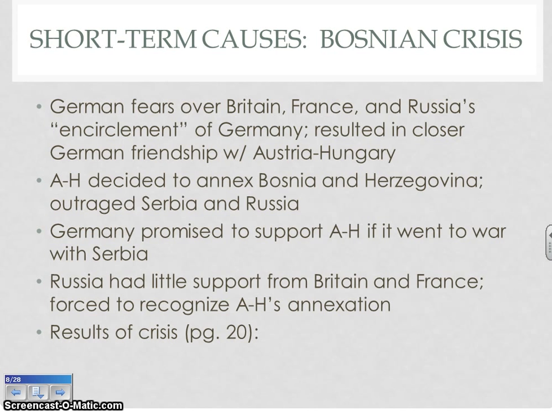Plus, the Germans had fears over Russia joining up with Britain and France in the Triple Entente. They didn't like the idea of being encircled by Britain, France, and Russia. So this led the Germans to want to have even friendlier relationships with Austria-Hungary. Well, Austria-Hungary decided that they wanted to annex the area of Bosnia-Herzegovina, which was directly to their south. This obviously made the Russians mad because the Russians were already at odds with Austria-Hungary, and it also outraged the state of Serbia, which was another small state located in the Balkans right next to Bosnia-Herzegovina.